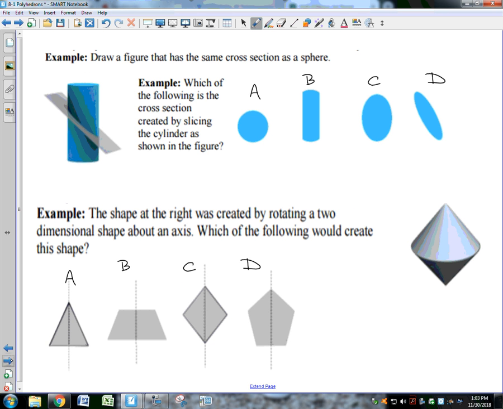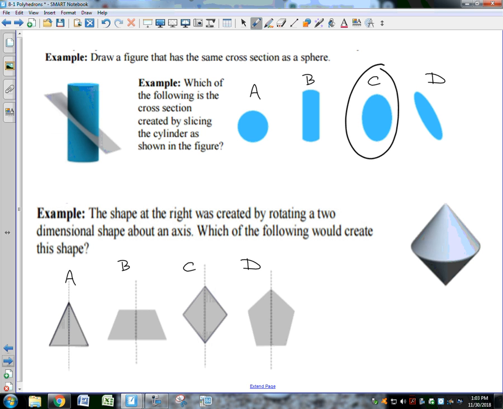This is a cross-section problem, but instead of cutting parallel to the bases, we actually cut at a slant. So imagine you cut that cross-section out, but then you lay it flat on a piece of paper. Which one is it going to look like? A, B, C, or D? C is actually the right answer.